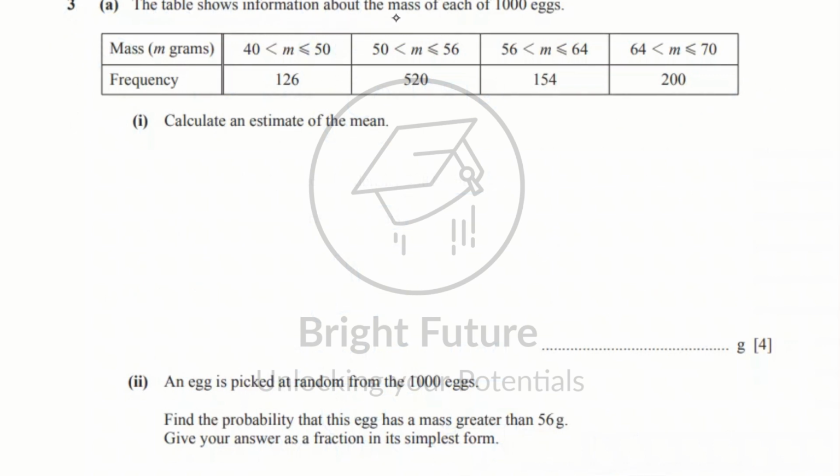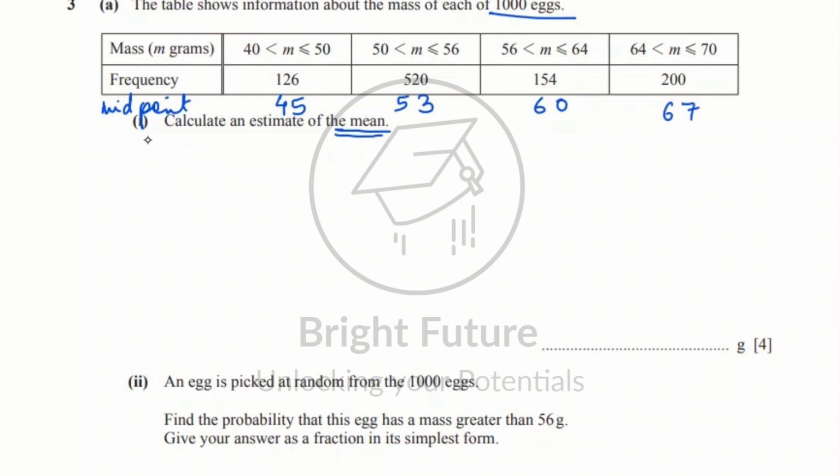The table shows information about the mass of each of 1000 eggs. So the total number of eggs is 1000. Mass is 40 to 50, 50 to 56, 56 to 64, 64 to 70, and the frequencies are given. Calculate and estimate the mean. Now, since the class intervals are unequal, we will find out the midpoints. 40 to 50, midpoint is 45. 50 to 56, it's 53. 56 to 64 is 60. 64 to 70 is 67.